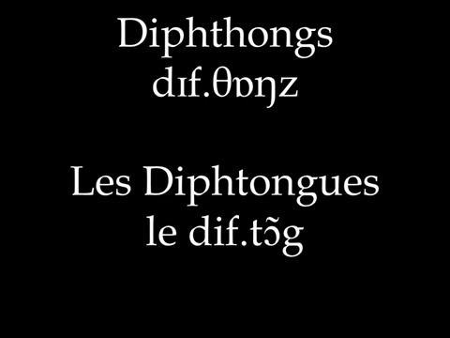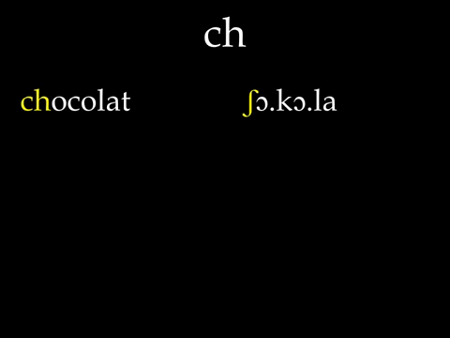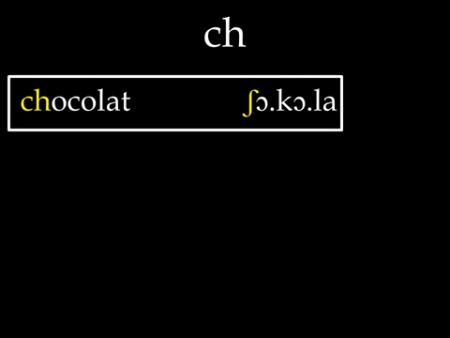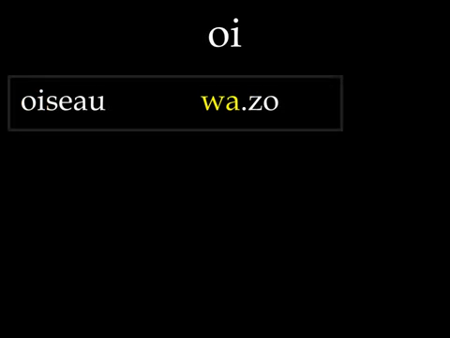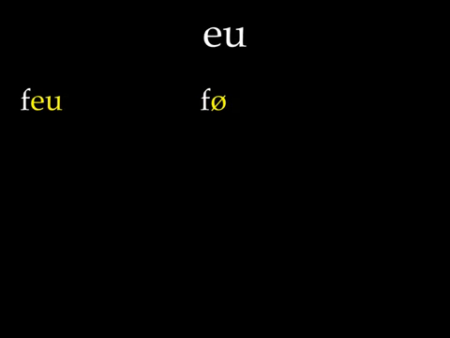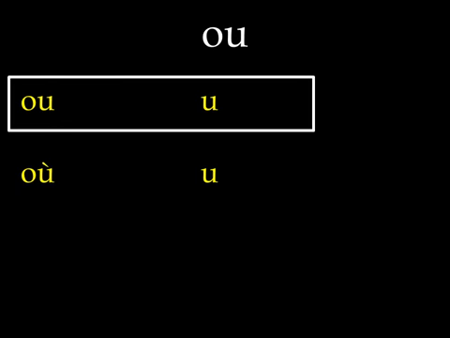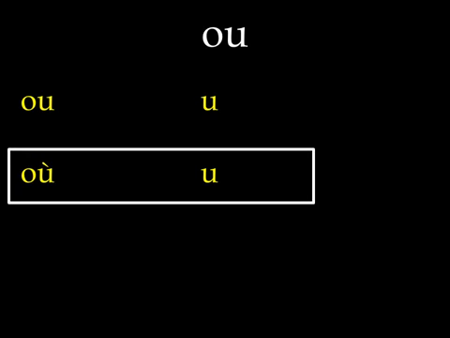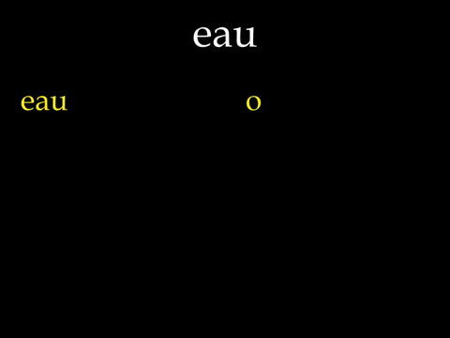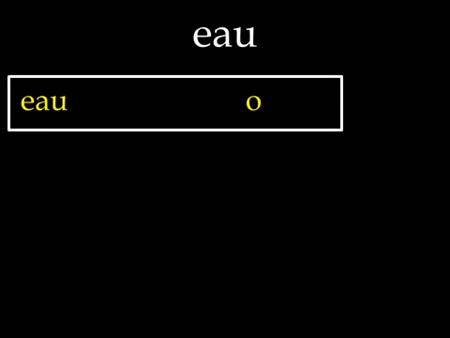Move on to diphthongs, which are combinations of letters that come together to make a single sound. For example, we have CH, which in French makes a sh sound like in chocolat. OI makes a wa sound like in oiseau. EU makes an uh sound like in feu. OU makes an oo sound like in ou and où. Again, notice how the grave accent is simply there to differentiate between the two. Without the accent, ou means or, with it, it means where. The AU makes an O sound like in the word eau, which means water.